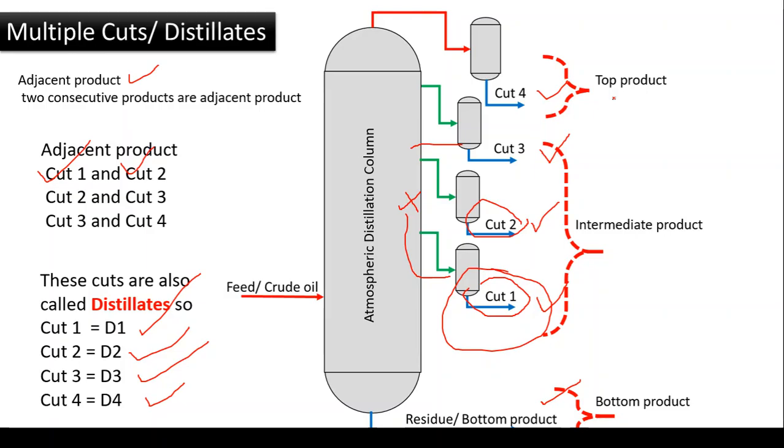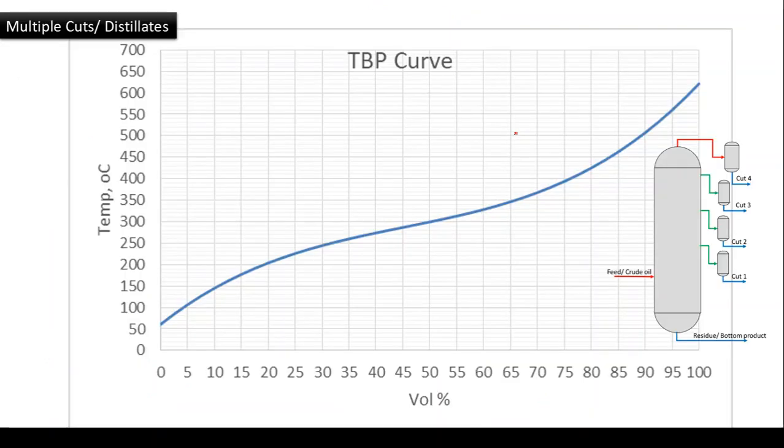Now let us come to the next slide, where we show all these cuts in graphical representation, because all our calculations are based on graphical calculations. So let us look at the presence of these cuts in the graph. This is a TBP graph, TBP curve. The x-axis is volume percent, the y-axis is temperature, and these are the cuts: cut 1, cut 2, cut 3 and cut 4. We have all these 4 cuts, and obviously the remaining is the bottom.